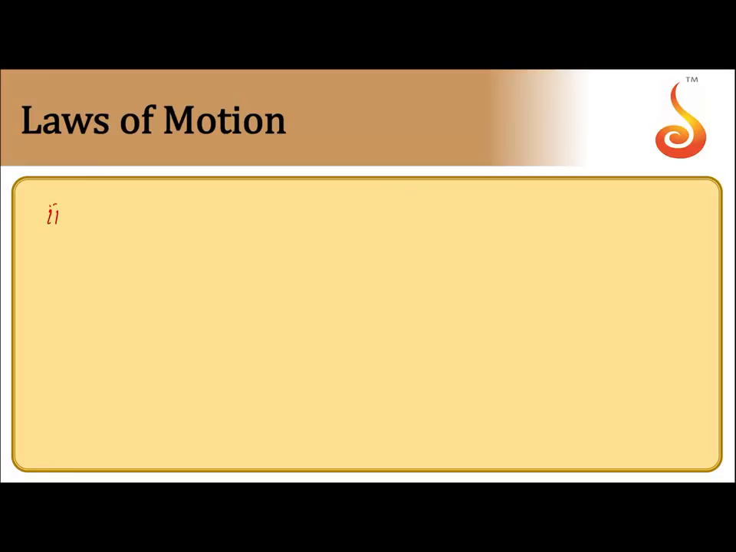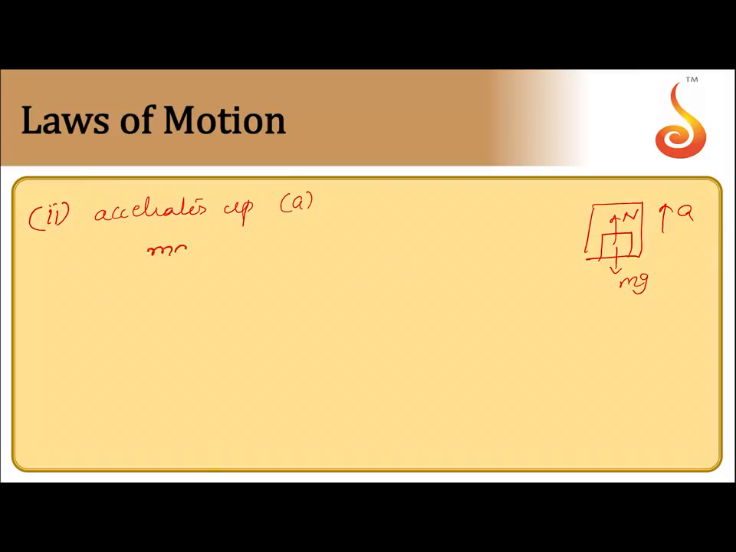So the apparent weight is equal to true weight. Case number 2. Let's now assume that the lift is accelerating up with an acceleration a. So this is the lift which is accelerating up with an acceleration a. mg is the force down and normal reaction is the force up. So now what is your equation for motion? ma is equal to N minus mg, or N is equal to m into (a plus g).